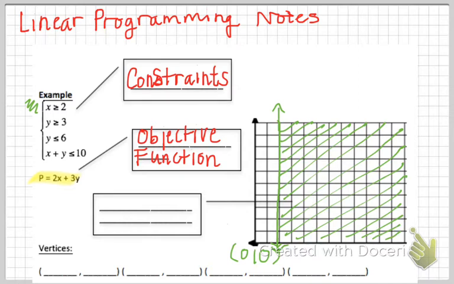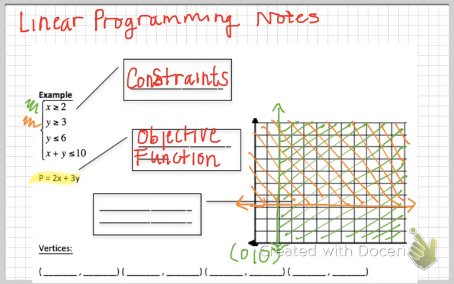So next up I have y is greater than or equal to 3. So I know that's going to be a horizontal line. So if I count up to a y value of 3 and draw in that horizontal line. And these lines are both solid because I have an or equal to symbol in my inequality. So now I should shade above the line because I need y values that are greater than or equal to 3.